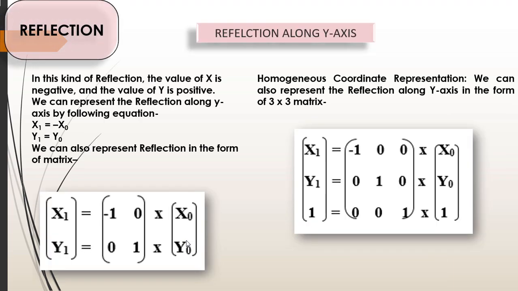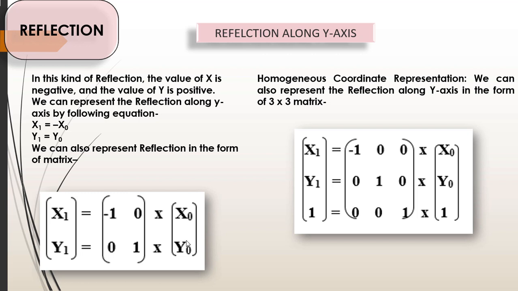Now let us see the reflection along the y-axis. It is the kind of reflection in which the value of x is negative and the value of y is positive. So we can represent the reflection along the y-axis by using the equation x1 is equal to minus x0, y1 is equal to y0. x1 and y1 are the new reflected object coordinate points obtained by performing reflection along the y-axis.